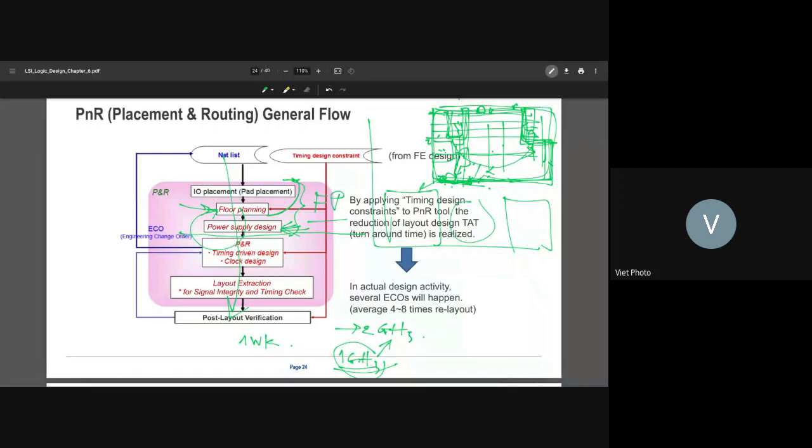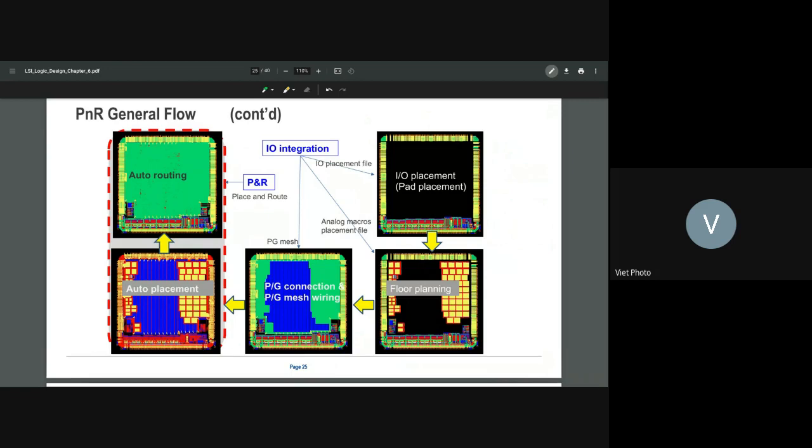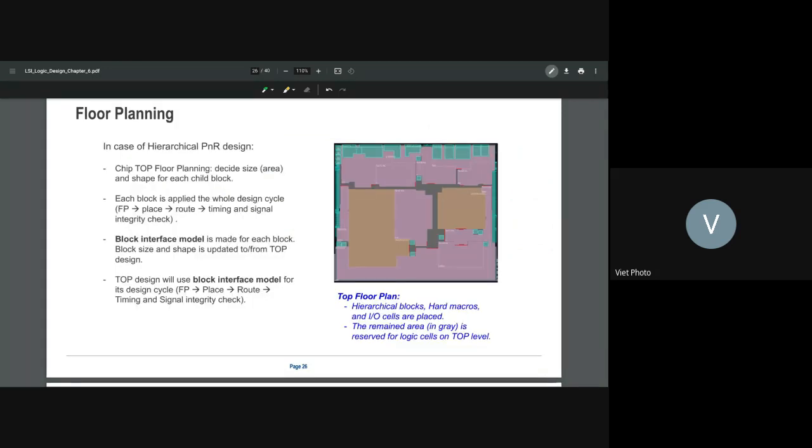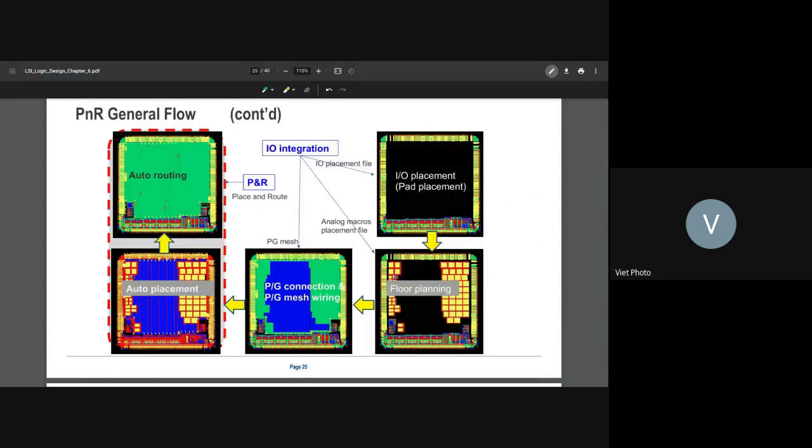Then now we do the placement and route. So what do we do in the placement and route? It's the next one. Okay, we go ahead. This one's auto.